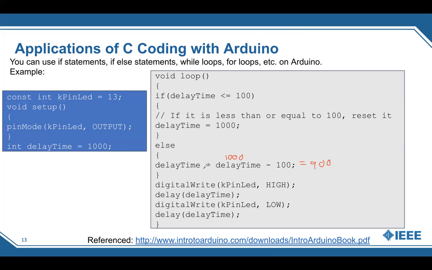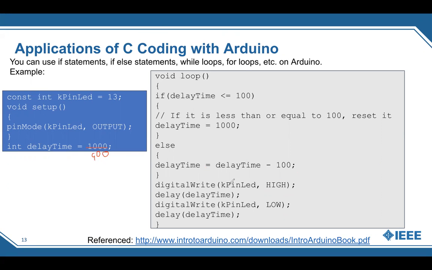So this equal sign means assign to. So it's going to reassign that to the value stored in delay time. So it's going to change 1,000 and then put in 900. So stored in memory, it's going to change it to 900. Now, because it finished that code, it's stored 900 now in memory. It's going to run the rest of it.